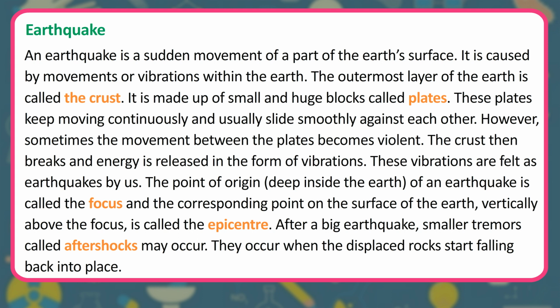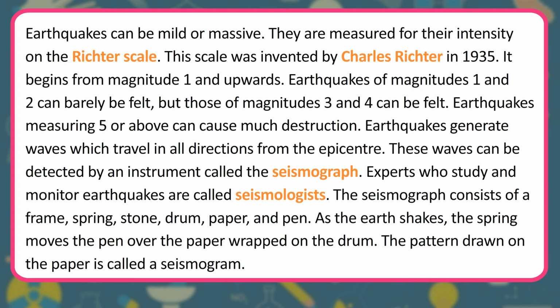After a big earthquake, smaller tremors called aftershocks may occur. They occur when the displaced rocks start falling back into place. Earthquakes can be mild or massive. They are measured for their intensity on the Richter scale.